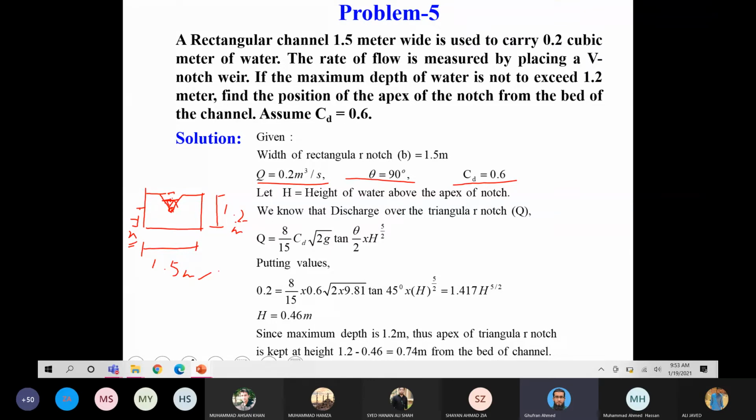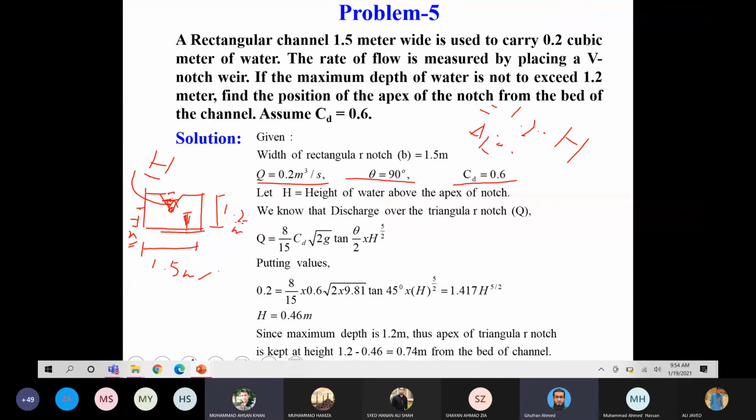If the maximum depth of water is not to exceed 1.2 meters, अब maximum height जो water की achieve हो रही है वो 1.2 से ज्यादा नहीं है. Find the position of apex of the notch from the bed of the channel. अब हमने क्या find करना है कि notch की height from the bed of the channel, apex ये distance, ये find करना है. अब ये कैसे आएगा? If we are going to find h, which is the height of liquid flowing over the notch, and if you are able to find h, then the apex would be 1.2 minus h. It gives the height of apex.